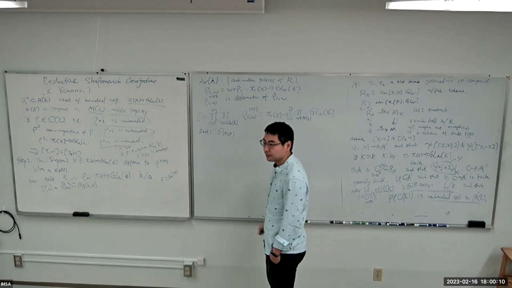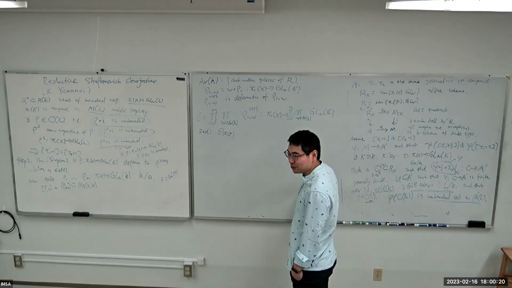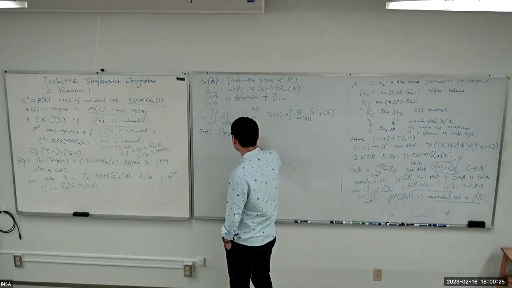So you only deal with the Archimedean places, or you have no Archimedean? Yeah, it will be incorporated by the construction. That's why I use this construction. You don't have to. I will explain why this is discrete. So this is discrete.